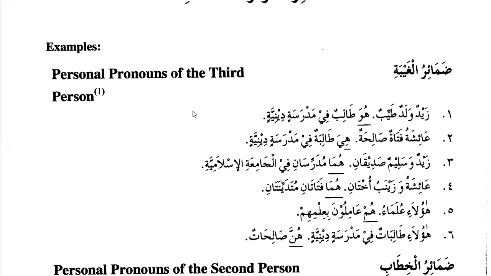Zaidun wa Salimun sadiqani. Zaid and Salim are both friends, two friends. Huma mudarrisani fil jami'atil islamiyyah. They are both teachers in the Islamic University. Aishatu wa Zainabu ukhtani. Aisha and Zainab are two sisters. Huma fatatani mutadayyinatani.